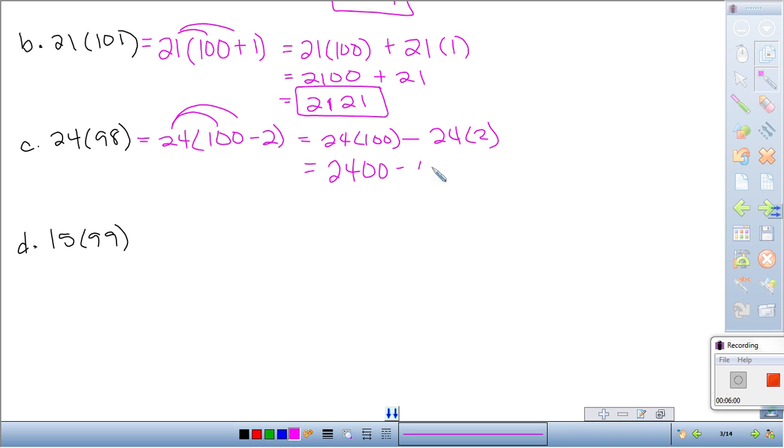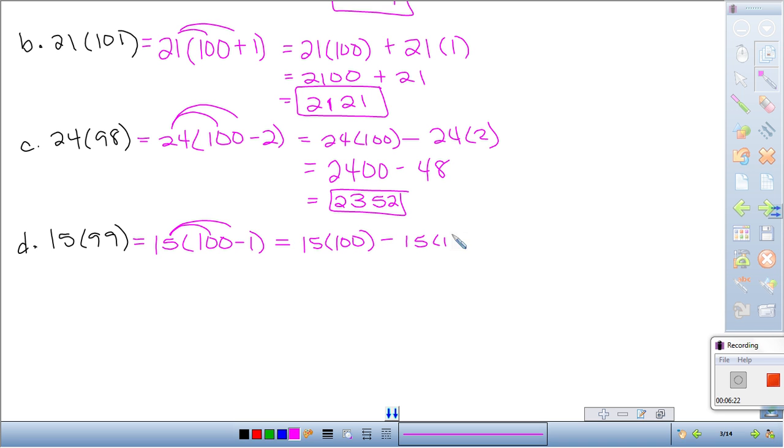2,400 minus 48. And then simplify. 2352. Finally, 15 times the quantity, 100 minus 1. 15 times 100 minus 15 times 1. So we get 15 times 100, 1,500, minus 15, we end up with 1485.